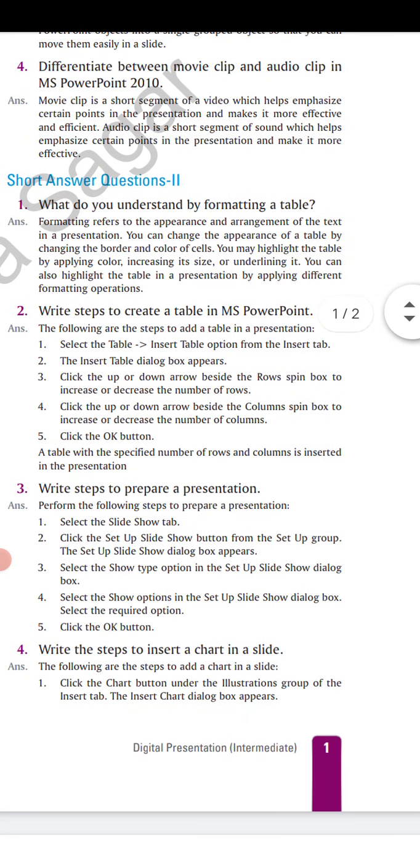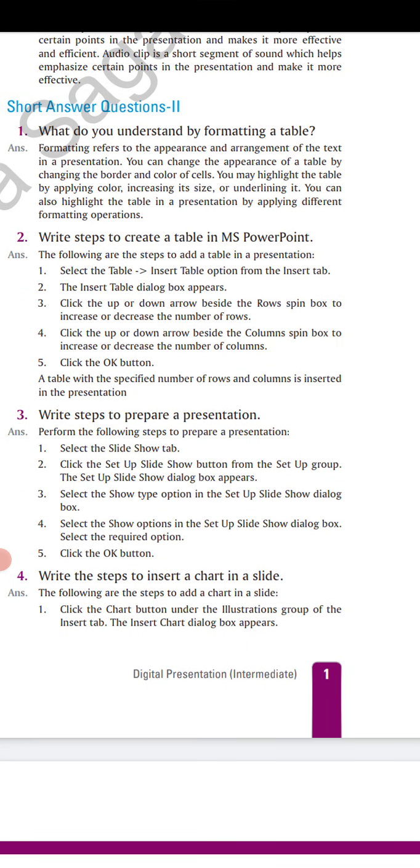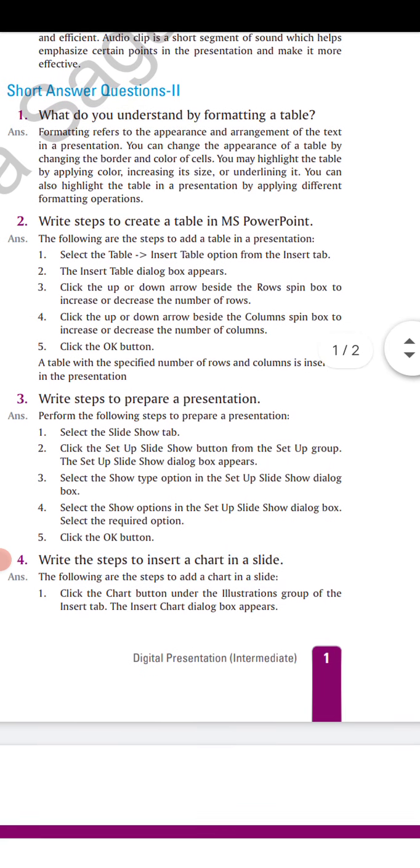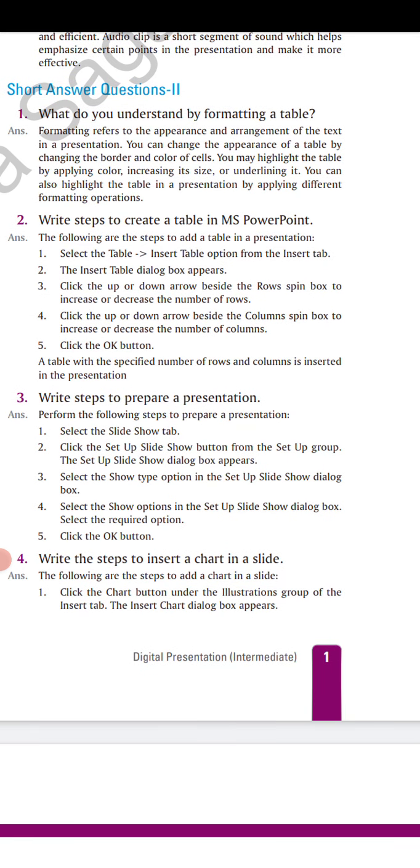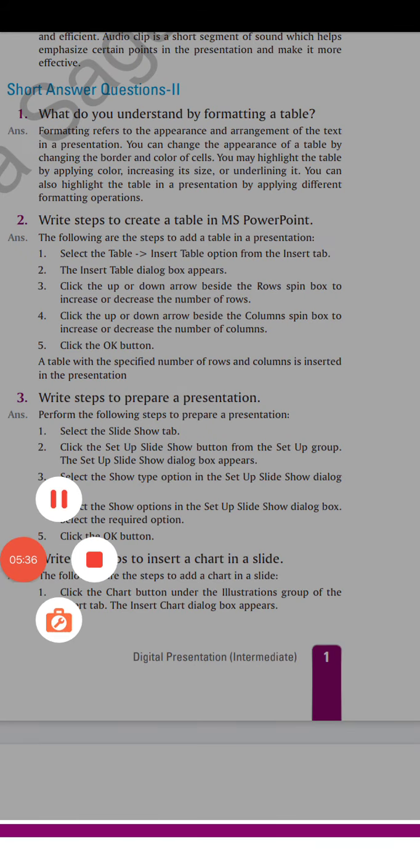Now here are the short answer questions. Question number 1: what do you understand by formatting a table? Formatting refers to the appearance and arrangement of text in a presentation. You can change the appearance of a table by changing the border and color of cells. You may highlight the table by applying color, increasing its size, or underlining it. You can also highlight the table in a presentation by applying different formatting operations. So dear students, in this way you should clear all the questions very carefully.